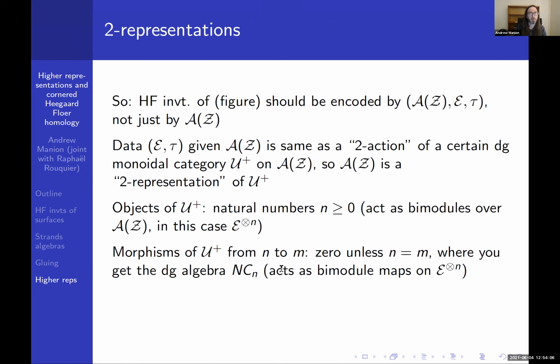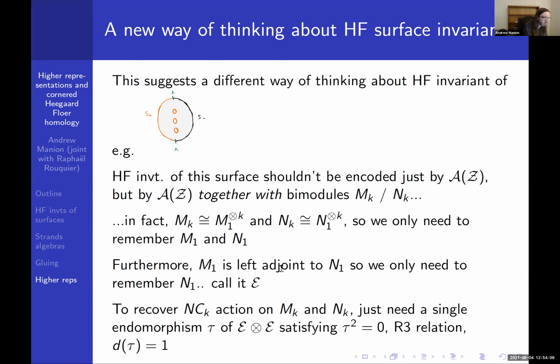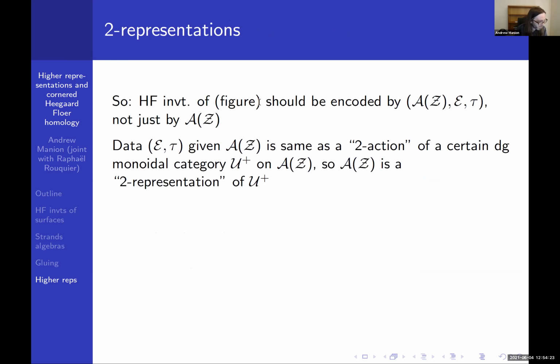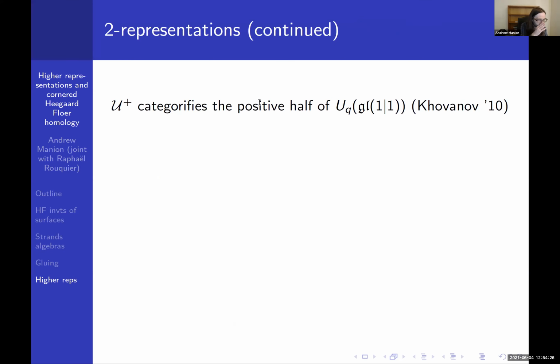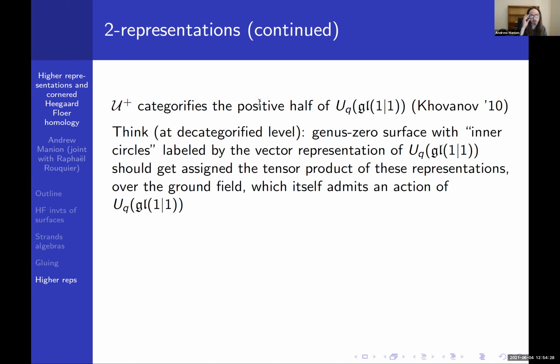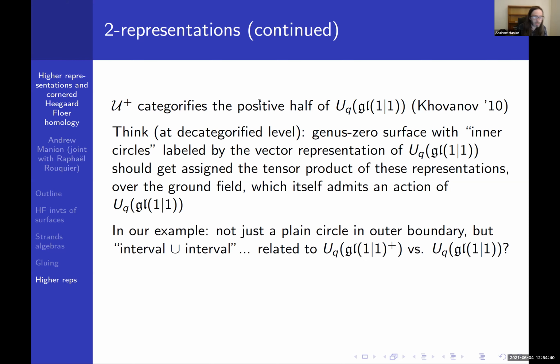paint a suggestive picture, maybe. If I'm looking at this type of sutured surface, I can think maybe these internal circles I label with the vector representation, and then on the outside I get the tensor product of these representations. At least maybe you've seen situations where something like that is true. Something like that is also true here. And you can say things about this and the Heegaard Floer algebra of that particular example versus gl(1|1) representations. But what we're seeing here is that we have this sutured structure in the boundary. So the boundary is not just a plain circle, it's sort of two intervals glued together.